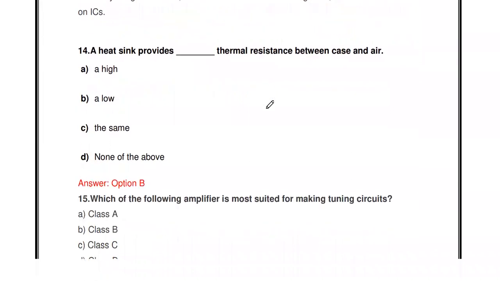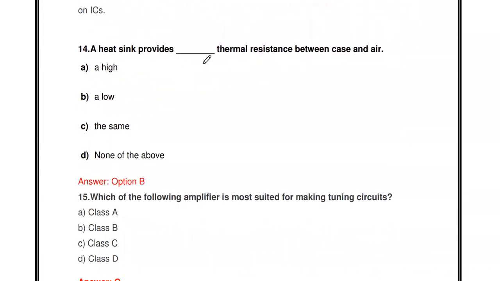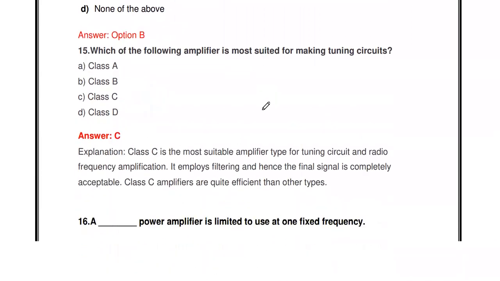Then the next one, a heat sink provides dash thermal resistance between case and air. A heat sink provides a low thermal resistance between the case and air. So that's why the dissipated heat is dissipated to air. Okay, so low thermal resistance.